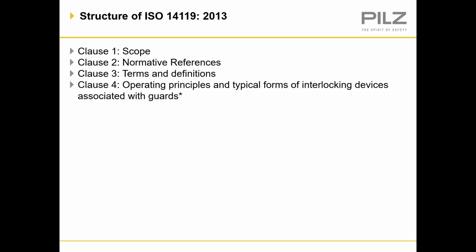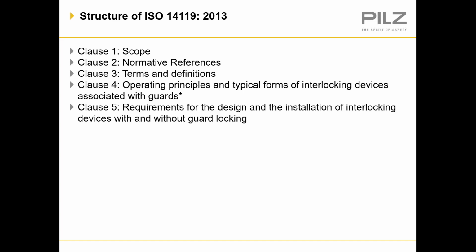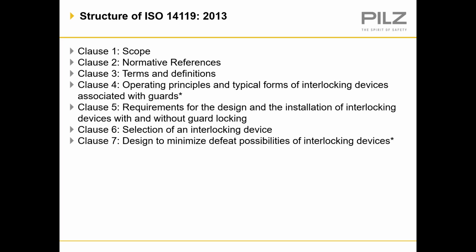Clause 4, operating principles and typical forms of interlocking devices associated with guards, and we're going to look at this in more detail when it comes to the types of interlocks. Clause 5, requirements for the design and installation of the interlocking device with and without guard locking. Clause 6, selection of interlocking devices. Clause 7, designed to minimize defeat possibilities of interlocking devices. This is where the motivation to defeat the interlock comes in, and we'll discuss this in more detail. Clause 8 is control requirements, and clause 9 is information for use.